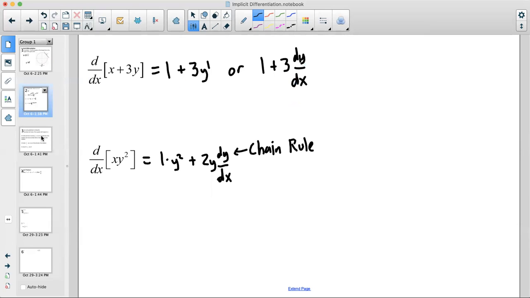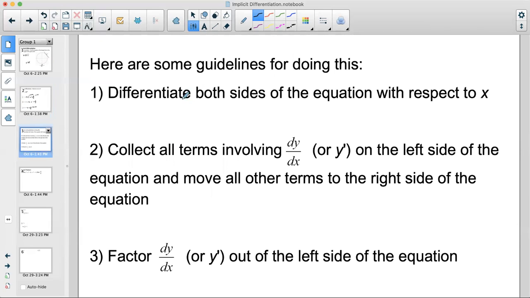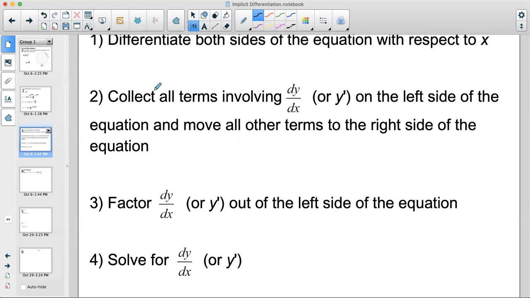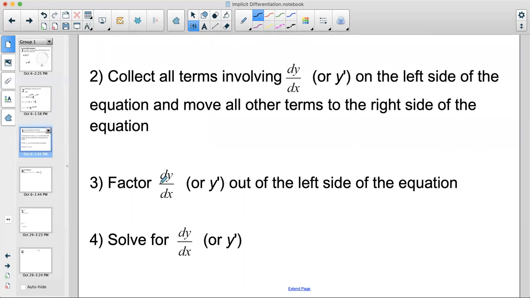So here's some simple rules. We're going to differentiate both sides of some equation with respect to x. A bunch of dy dx's, or at least one, is going to pop out anytime we take the derivative of something with a y in it. And we're going to collect all those terms on one side of the equation and move everything to the other side. You'll see what this means in a moment. Then we're going to factor out dy dx, or y prime, depending on how we wrote it, and then we're going to solve for it. And you'll kind of see what I mean.